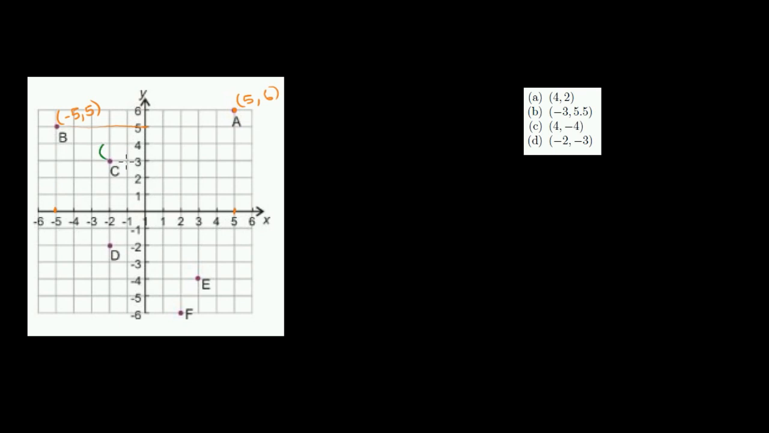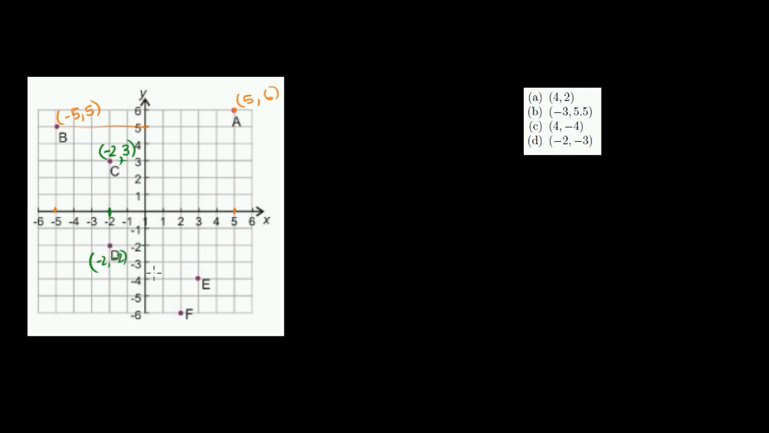Let's do the y-coordinate first. The y-coordinate is 3. You see that right there. And then the x-coordinate is negative 2. Negative 2. You always put the x-coordinate first. That's just the convention we use. D. X-coordinate, negative 2. You see that right there. Y-coordinate, negative 2 as well.